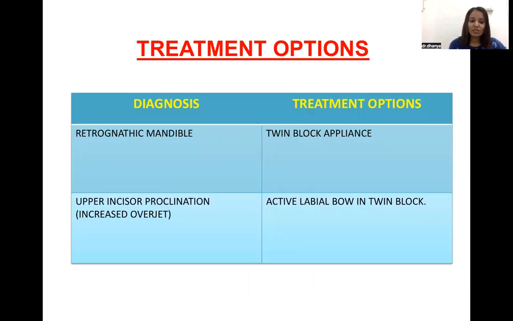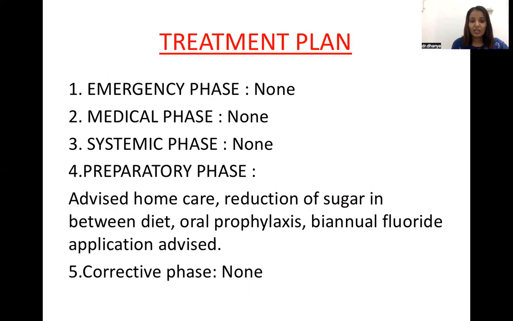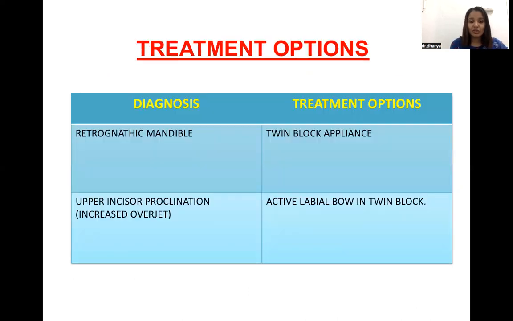So these are the treatment options. If you have a retrognathic mandible, you go for twin block appliance, upper incisor proclination, active labial bow, and twin block appliance. Treatment plan. So this is about the treatment options, where you decide whether you should give the twin block appliance or not.